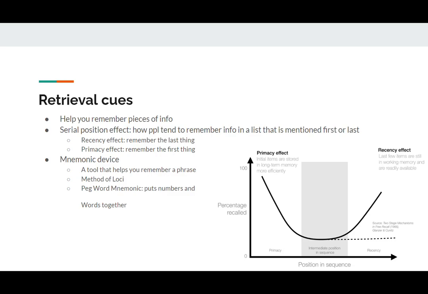There's also a peg word mnemonic, which is to put numbers and words together to help us memorize a scheme. This often rhymes, like 1 sun, 2 shoe, 3 tree, 4 door, and 5 hive.